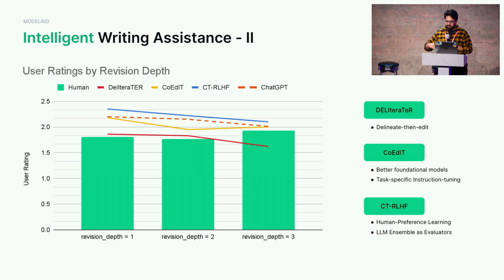CTRLHF did better than CoEdIT, which did better than Deliterator. However, ChatGPT scored quite close to CTRLHF, which was better than the automatic evaluation. So this indicates the limitations of automatic metrics, and there's a dire need to build better document-level evaluations for text editing.